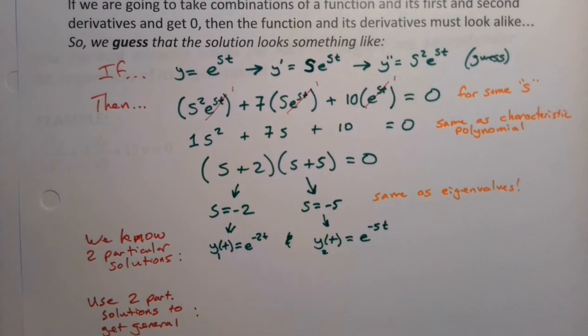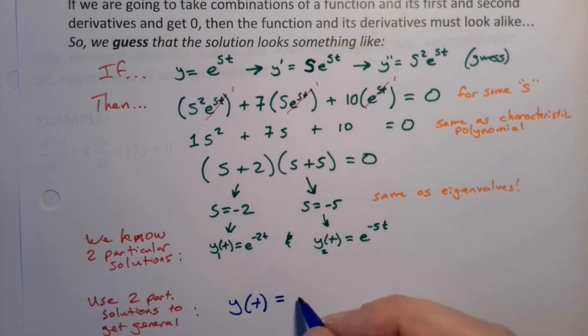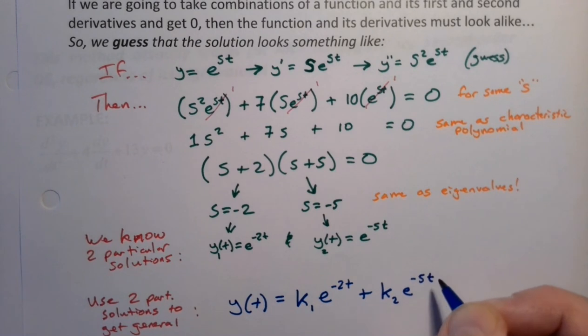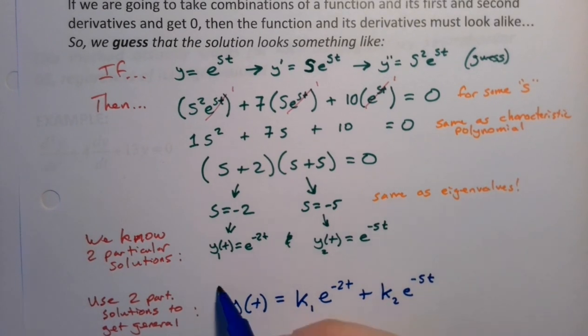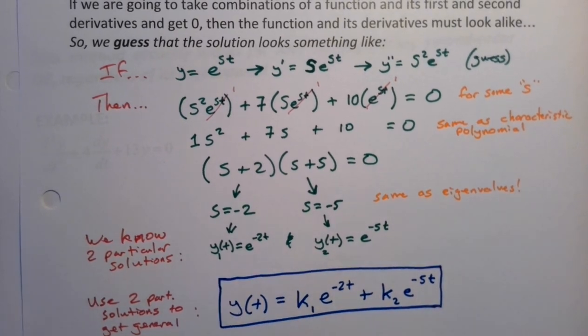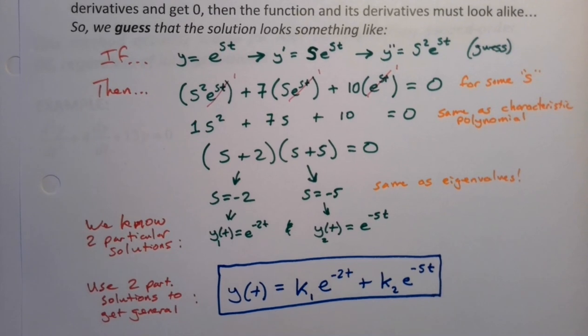And so if you know your two particular solutions, I can write my general solution, notice, not as a vector, but as the equation y of t is equal to constant 1 times e to the minus 2t plus constant 2 times e to the minus 5t. Now you might be looking at that and go, wait a minute, that looks really, really familiar. That looks almost exactly the same as what I had on the previous page. This is the general solution for that second order differential equation.